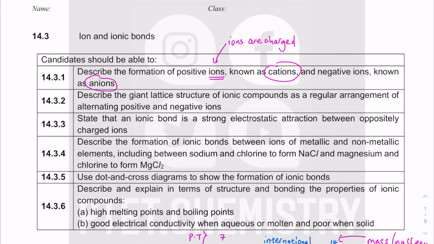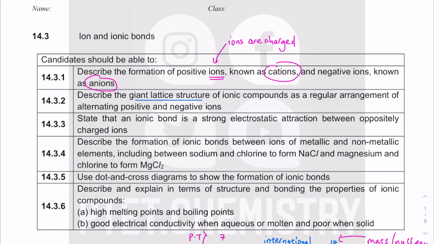That's not to say that there aren't a lot of contents in combined science, so there is quite a bit of chemistry, one of which is these ion and ionic bonds, and in the previous lecture tutorial, I've covered these ideas on positive ions, also known as cations, and negative ions, also known as anions. That was just 14.3.1 in the last lecture tutorial. In this continuation of the previous lecture tutorial, we will describe the giant lattice structure.